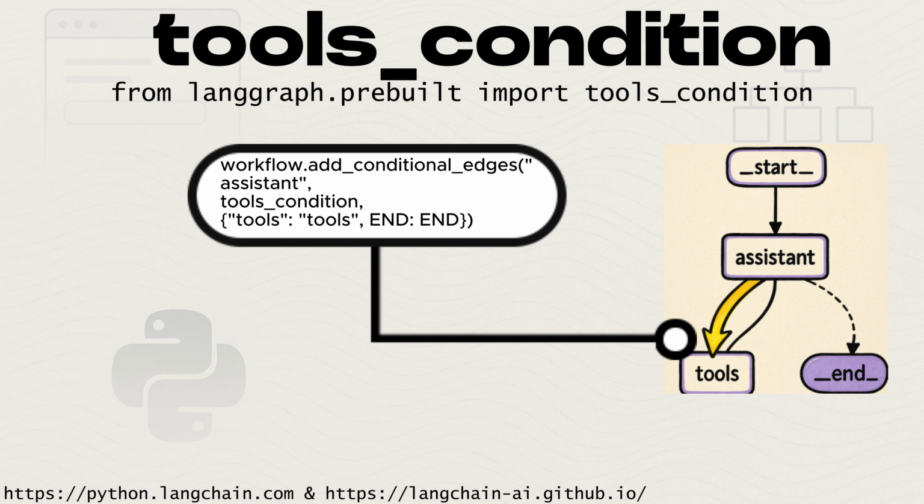So in summary, it is a functionality that allows to route to the tool node if the last message has some tool calls. And if there is none, what will happen is that the next step is going to be towards the end node.